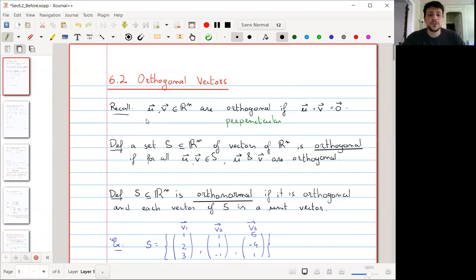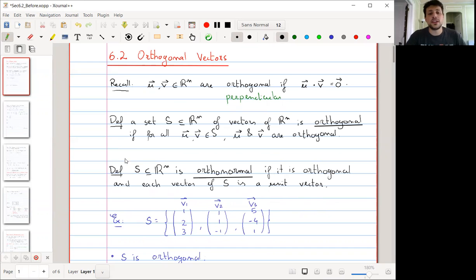Now, we can give the same definition for a set of vectors, not necessarily two of them. We say that the set of vectors is orthogonal if for any pair of vectors in the set, those two vectors are orthogonal. So an orthogonal set is a set of vectors that are 2 by 2 perpendicular to one another. Moreover, we say that S, a set of vectors, is orthonormal if it is an orthogonal set and each one of its components is a unit vector.